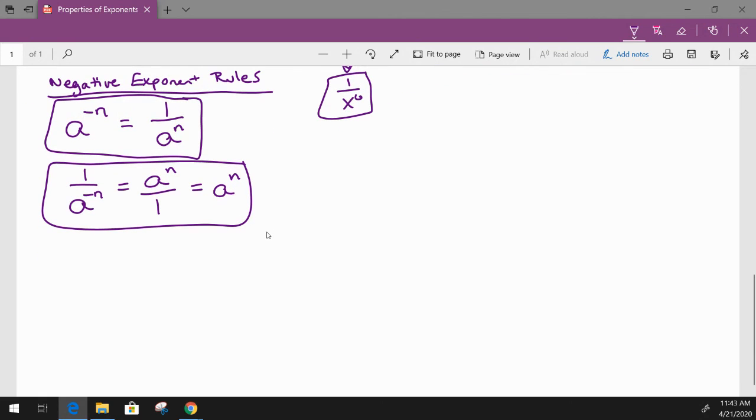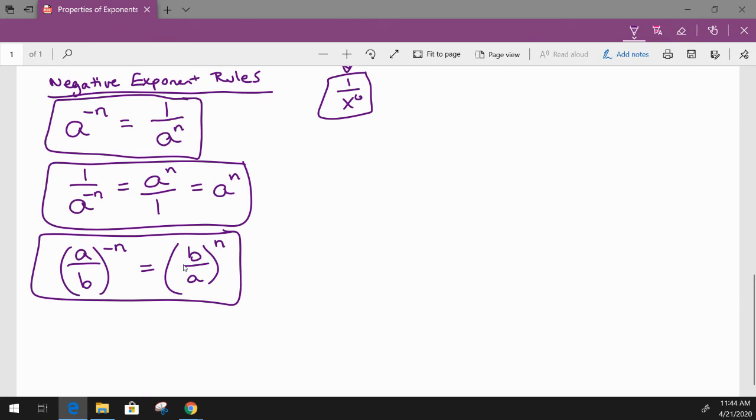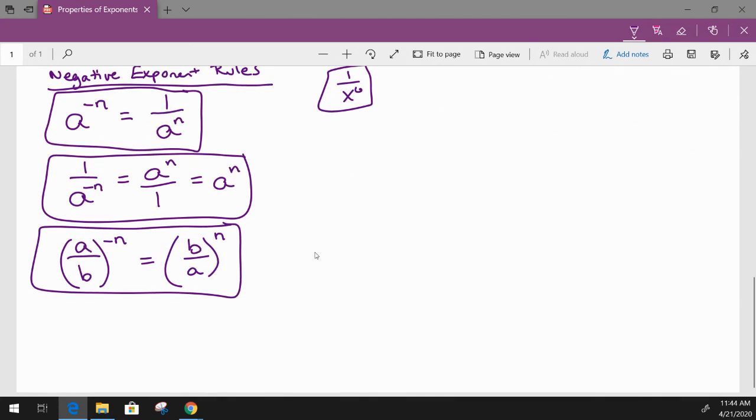And then there's one other negative exponent rule that I like to show, and that's when you have a fraction. So when you have a fraction to a negative exponent, you could distribute the negative exponent to both and then move them from the top to the bottom. But what you end up with is the reciprocal of that fraction. So if you take the reciprocal of the fraction inside the parentheses, then the negative exponent becomes positive. And again, I'll show an example of why that works. Actually, I'll do that right here.